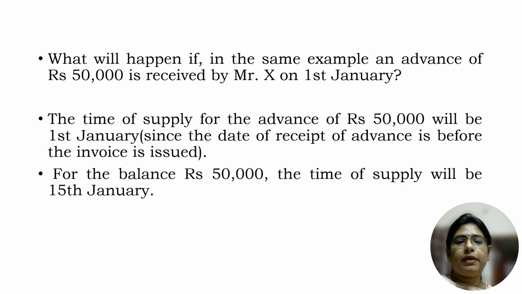Now, what would happen if this example is taken to another extent? If in the same example an advance of 50,000 is received from Mr. X on 1st January, the time of supply for the advance of rupees 50,000 will be 1st January, since the date of receipt of advance is before the invoice is issued. For the balance of rupees 50,000, the time of supply will be 15 January when the invoice is issued.